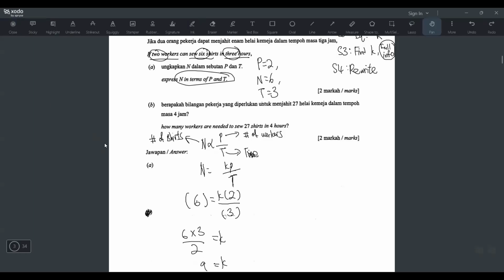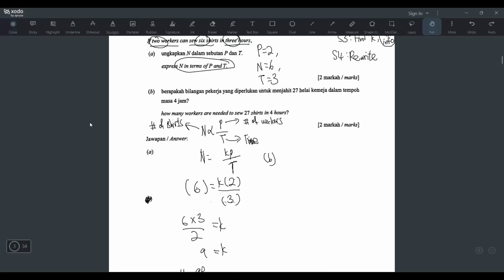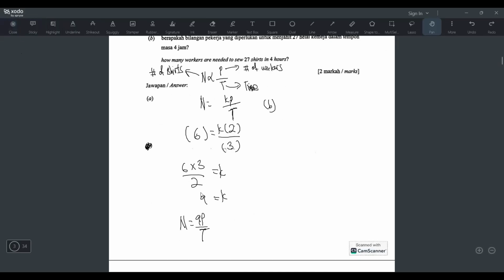Okay, now we can rewrite. Step number 4 is rewrite. So for rewrite, we have to look back at this line and then rewrite the whole thing. So n equals kp over t, but your k is 9, so it will be 9p over t. Okay, this is the answer for A. Because for A, they ask you to express n in terms of p and t, and that's the answer.